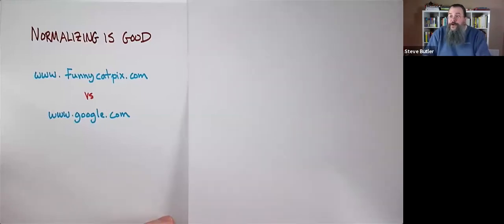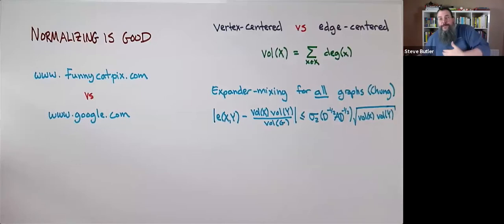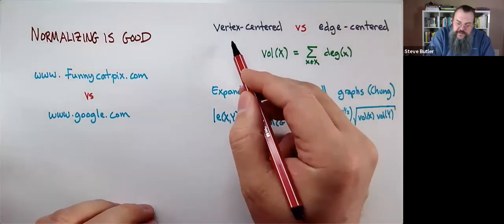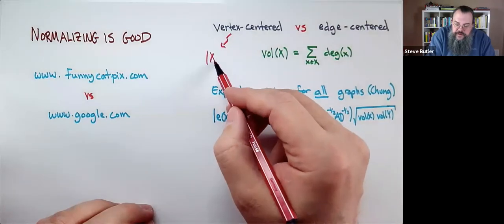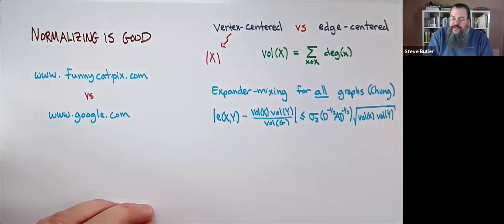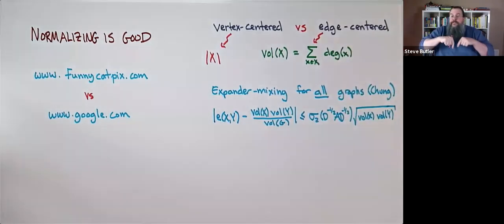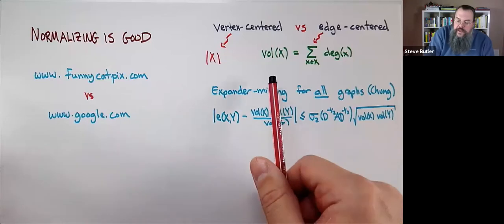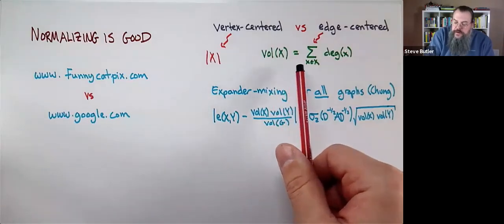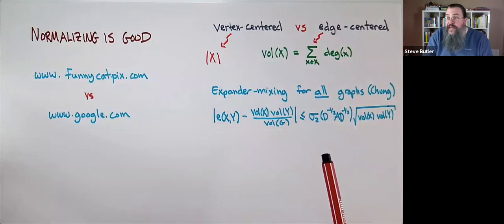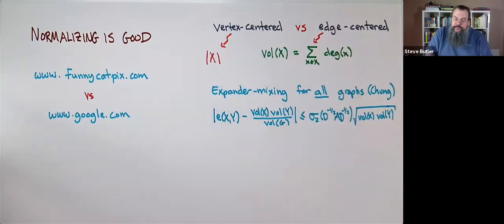So what do we need to do? Well, we need to change our view. And that's what the normalizing does. It says, don't become vertex-centered. In other words, vertex-centered means it's the number of vertices. No, become edge-centered. The important thing is not how many vertices you have in your set, but how many connections you have. And we call that the volume. So the volume is your number of connections, or really the number of edges. That's what's being measured.